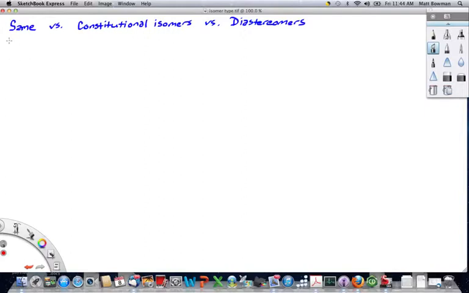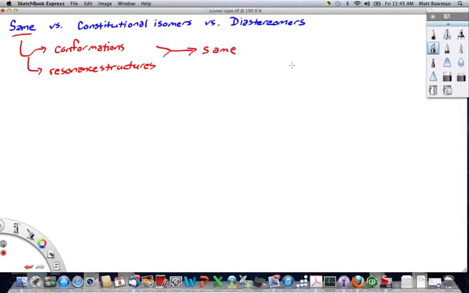First of all, let's talk about the same molecules. If you look at two structures, and they are conformations of each other, or they are resonance structures of each other, then they are the same molecule. Examples. These two structures.